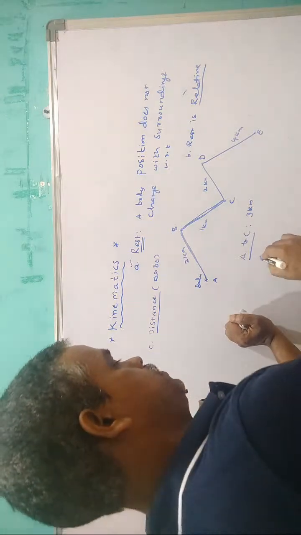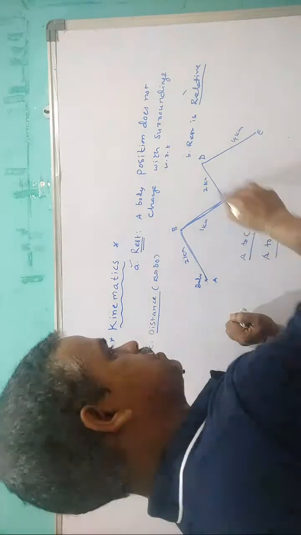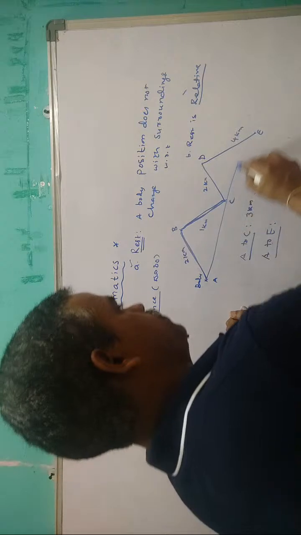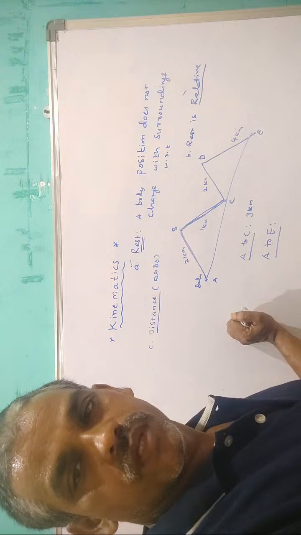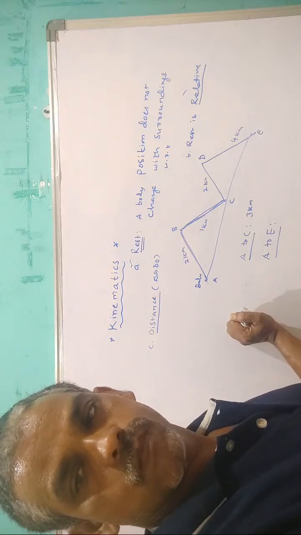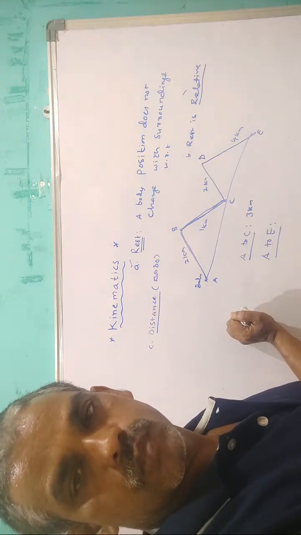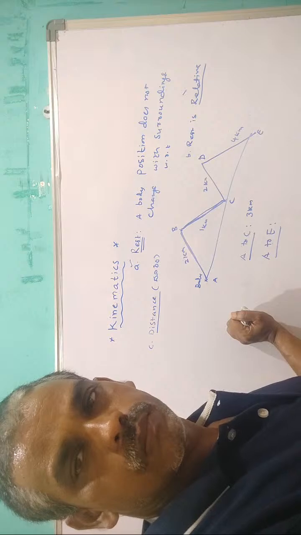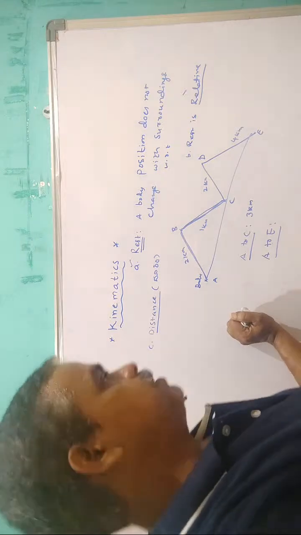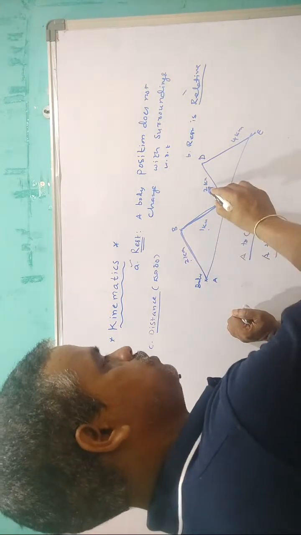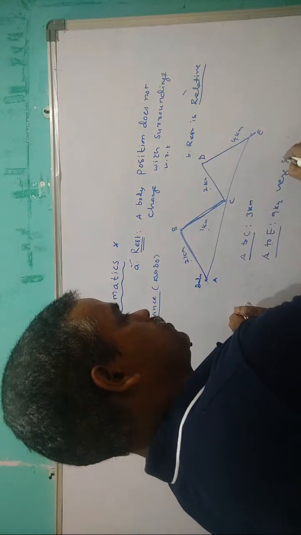Okay, next. See, A to E. I am asking A to E. So A to B, B to C, C to D, D to E. So A to E, how much? Are you following? See, 2 plus 1, 3, 3 plus 2, 5, 5 plus 4, 9 kilometers. Okay, very good. See, this is the distance.